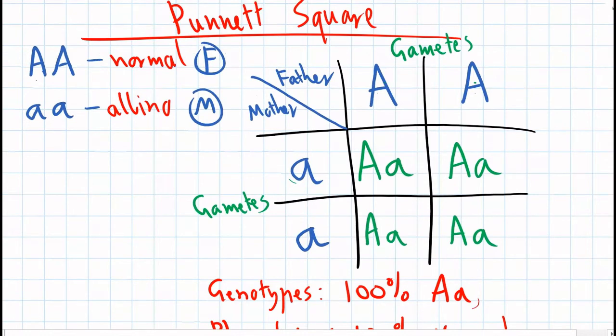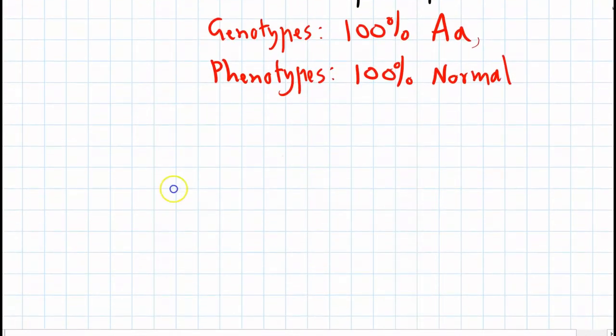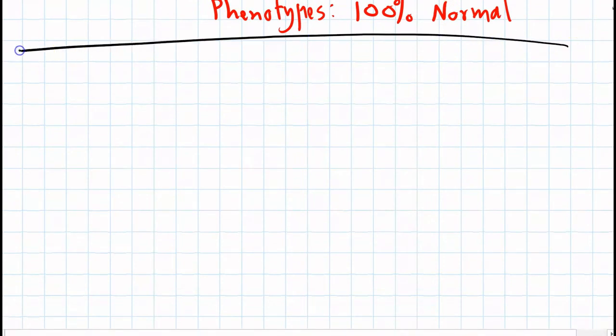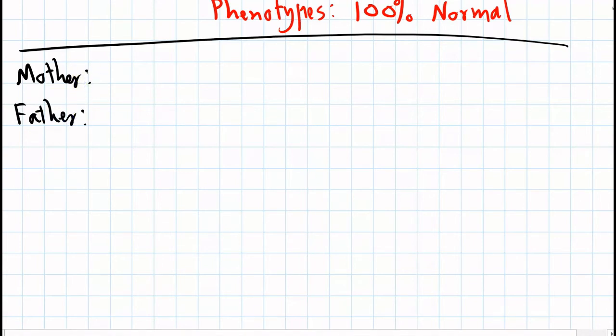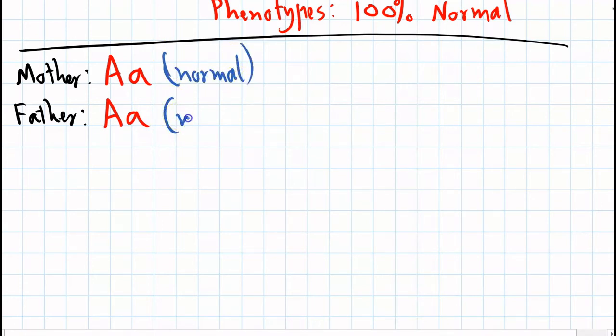Let's do a different situation with some different parents. Okay, so in this case, let's have the mother and the father. Let's say both of them are heterozygous. So she's got the big A little a genotype, so does he. So they're both normal, but we call them carriers because their phenotype's normal, but they're each carrying a copy of the recessive allele here.